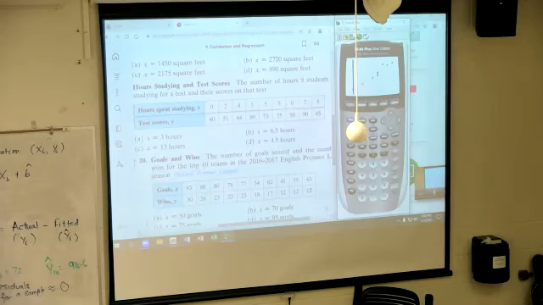Apparently so. Now we want to know the fitted model. So press STAT. Go over to CALC. Of all the options there, which one should you pick? 4. Number 4.